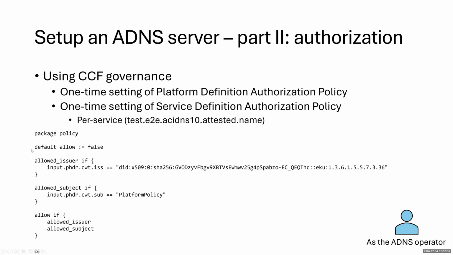So here we use COSE Sign1 envelopes. I guess these will be familiar to a lot of people here. And we use CWT claims that are in there, and we have issuers that we accept when people are sending us platform policies, and the same thing for the service definitions.